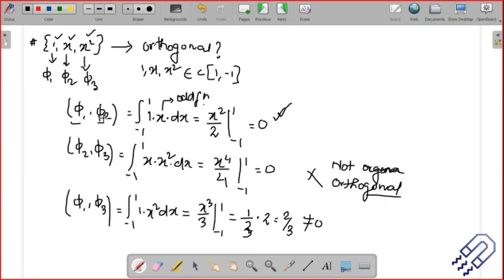Your voice is not clear, Sujita. Repeat. Hello, sir. Here, how can you choose the limit of the integration from -1 to +1?